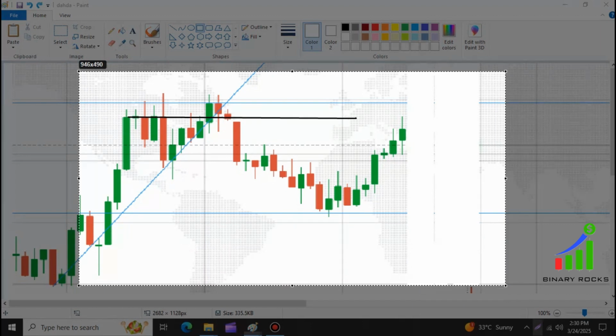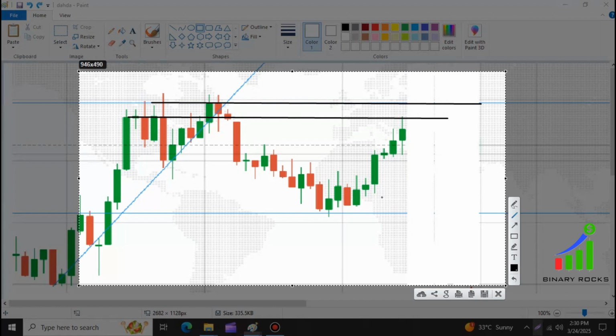Let me draw the levels for you. Okay, here. Can you guess what is the next candle? One, we are in a momentum, first thing. Second thing, just now there is a rejection from the candle.